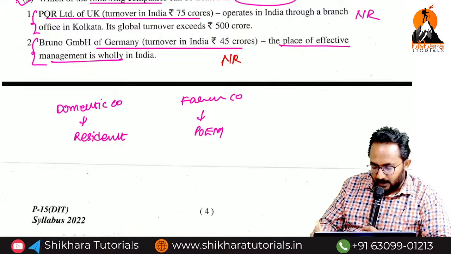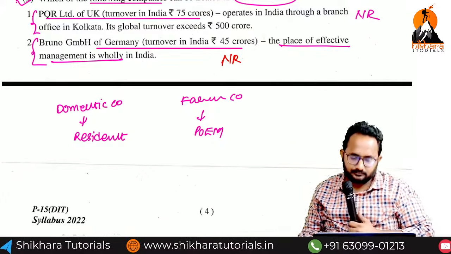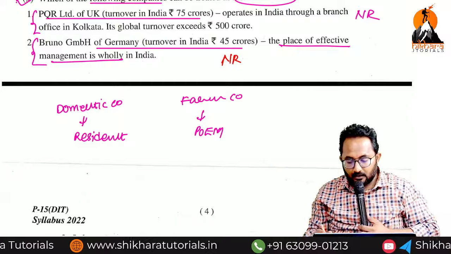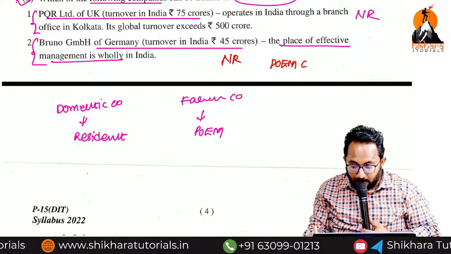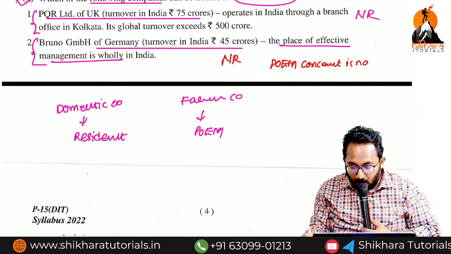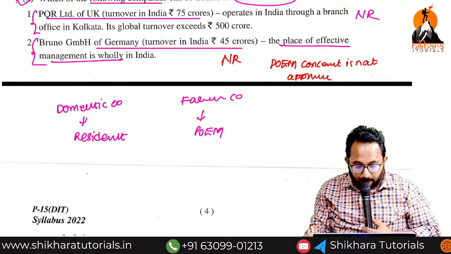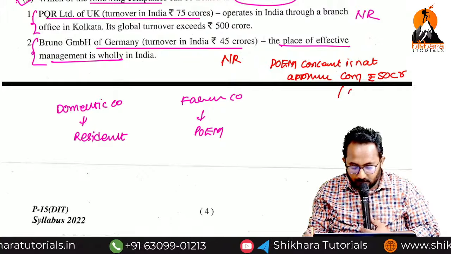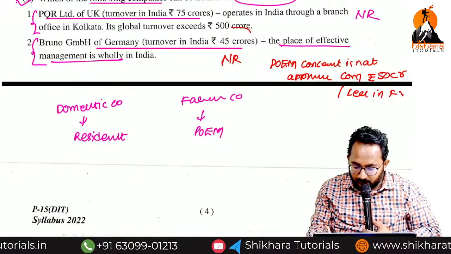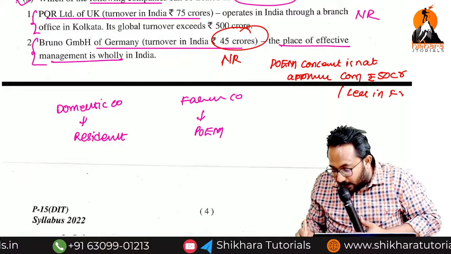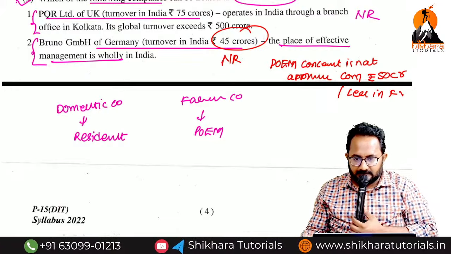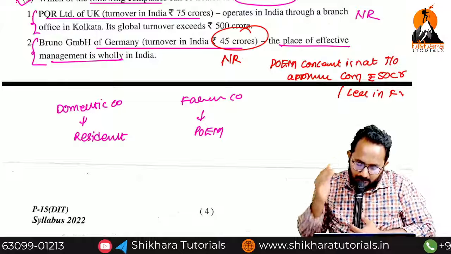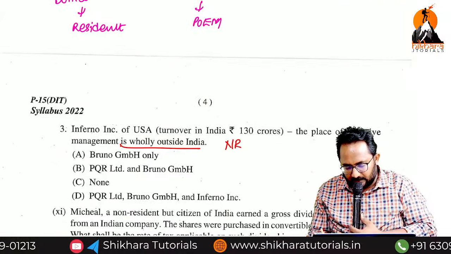Why? In 2017-18, there is one big miscellaneous notification. The toughest examiners are asking this. POEM concept is not applicable if that company's turnover is rupees 50 crore or less in that year. Now here it is less than 50 crore, that's why the POEM concept is not applicable. POEM concept not applicable means non-resident. Here wholly outside India, non-resident, that's why the answer is none.